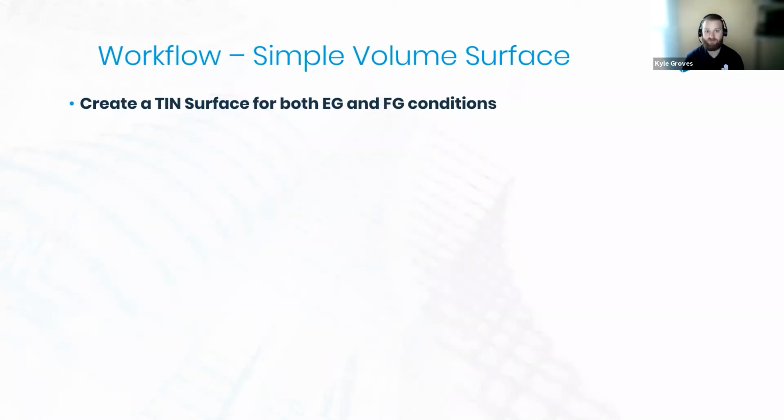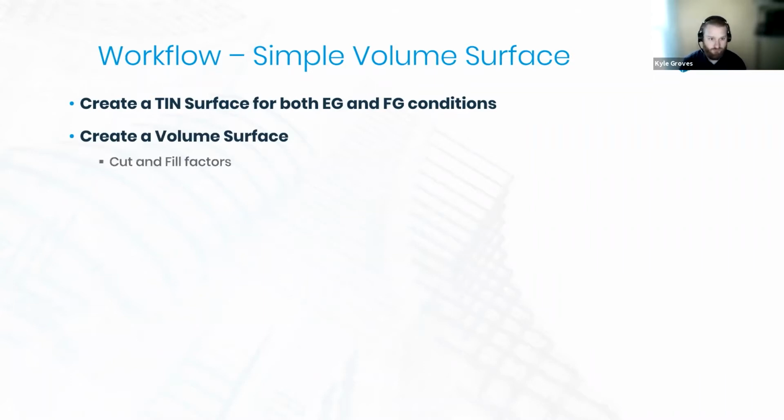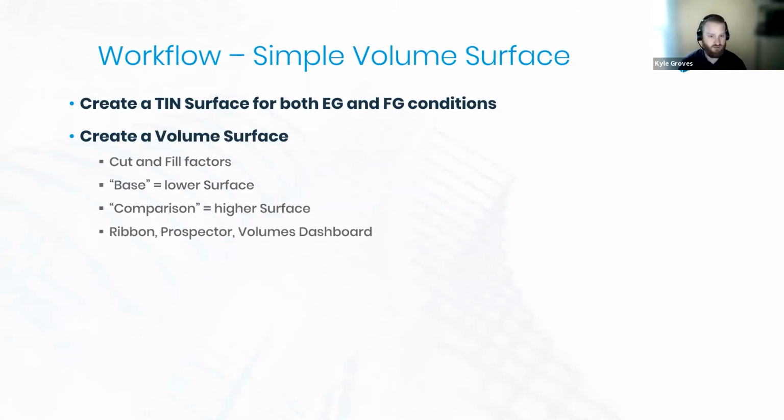In this case, we're going to have our existing ground (EG), our existing conditions, and our finished grade conditions. We're going to create a volume surface between them, and we'll explore a couple of things like cut and fill factors. We'll set up our base surface according to the help documentation in Civil 3D. This is supposed to be the lower of our 2 surfaces, whereas our comparison is supposed to be the higher of our surfaces. Though I'll show you a couple different ways that we can always go through and check that, because sometimes we'll think it'll be the other way around, and you always just want to check. Object viewer is your friend in this one.